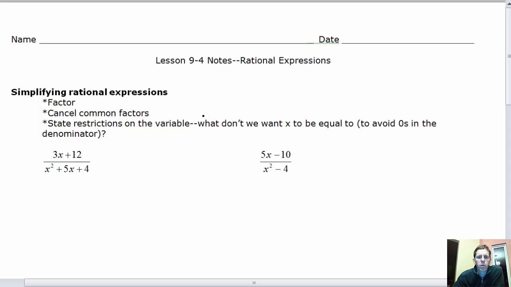These are the Lesson 9.4 notes on rational expressions. Today we're going to simplify, multiply, and divide rational expressions. We'll also state restrictions on the variable and explain what that means.